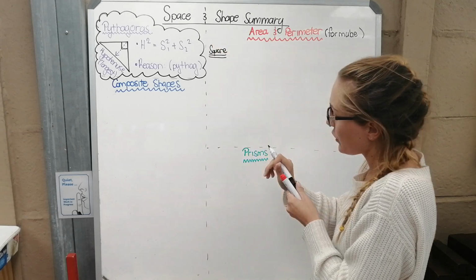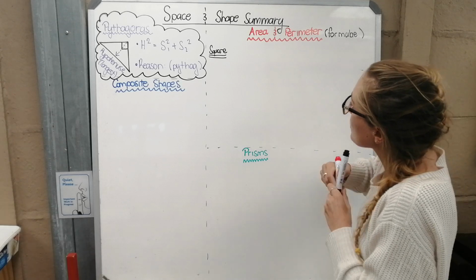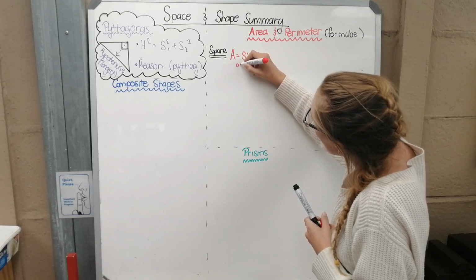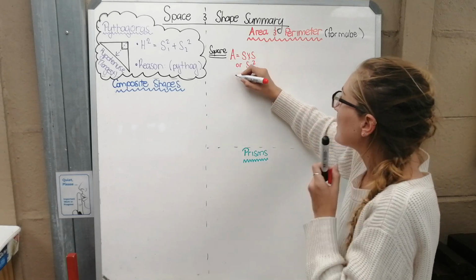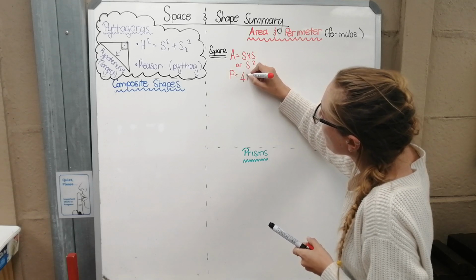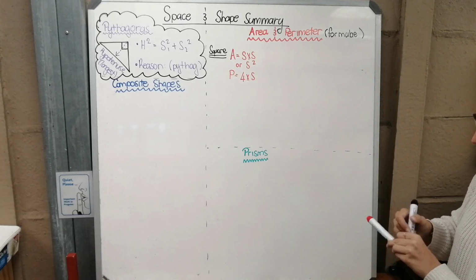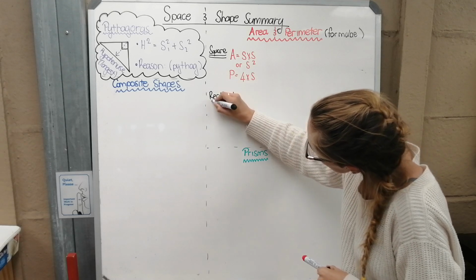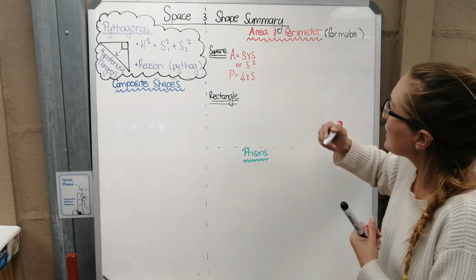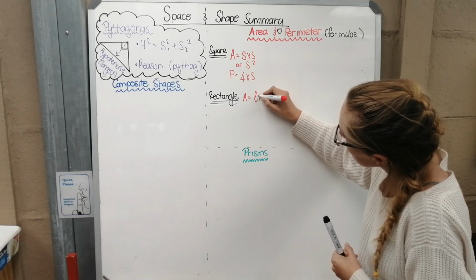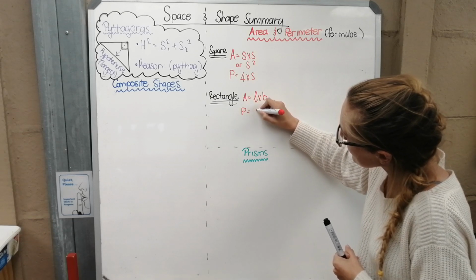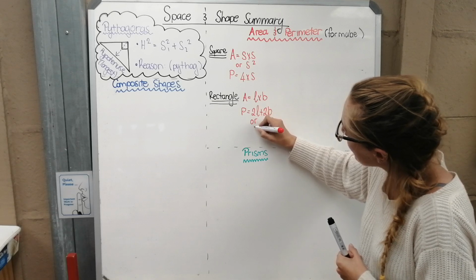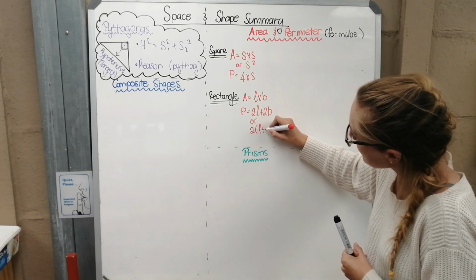Okay, so formulae. For the square, the area of a square is equal to side times side, or side squared. And the perimeter of a square is equal to 4 times the side length. Okay, next up, let's look at a rectangle. For a rectangle, area is equal to length times breadth, and perimeter is equal to 2 times length plus 2 times breadth, or 2 times length plus breadth.